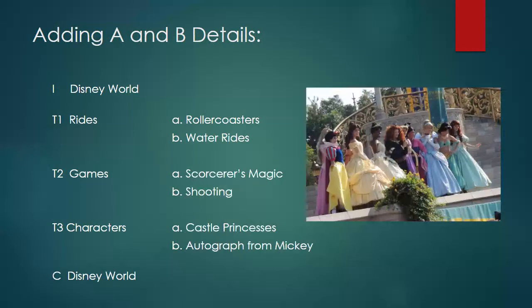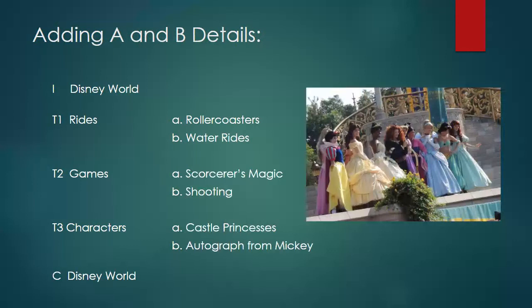For my third topic, I listed the characters. One thing I always try to do is visit Cinderella's castle and have my photo taken with the different Disney princesses. It's always so fun to see the princesses. I'll use the castle princesses as my A detail. No trip to Disney World will be complete without getting in a visit with Mickey Mouse and having him sign my autograph book. So I'll list this exciting event as my B detail.